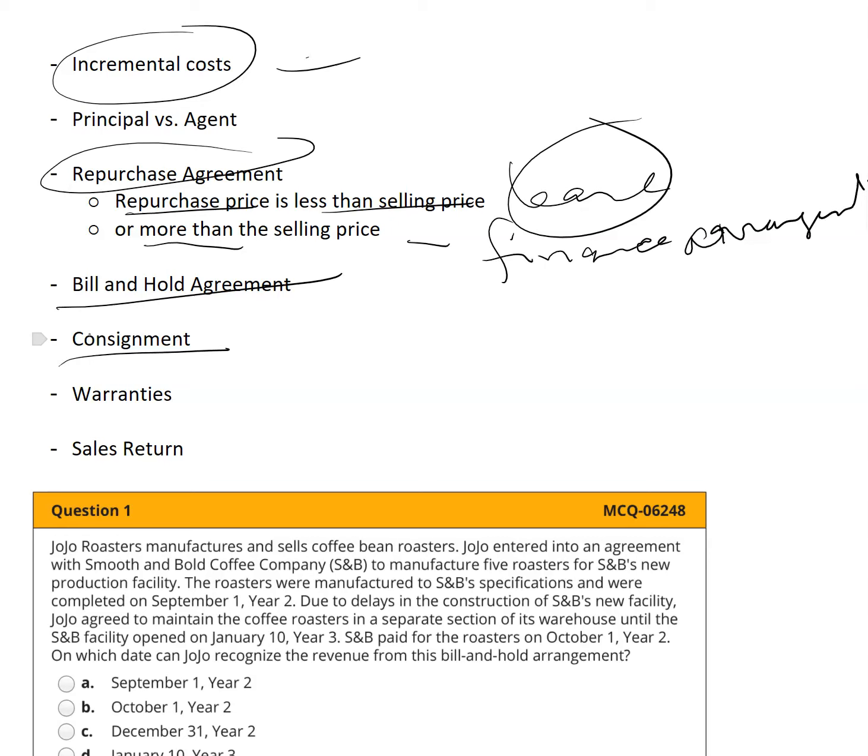And then here, the last topic, they talked about sales returns. When part of the contract says that the customer can return any goods, and then you have to refund the customers, how will we record that?